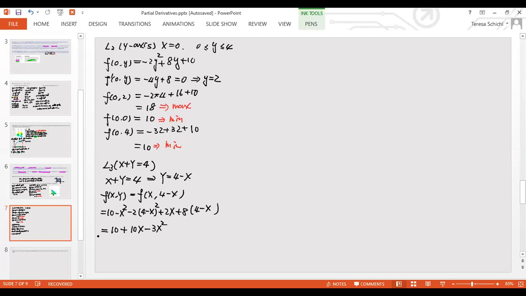Okay, so now it's back to the calculus 1. Now I can take the derivatives, right? So I need to find the critical point. The critical point is 10 minus 6x, and that is set equal to 0. So x equals what? 5/3 here. Okay, so x equals 5/3.